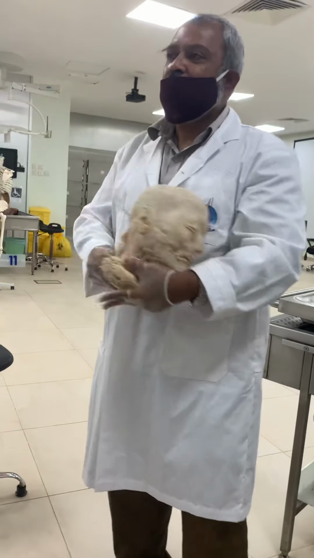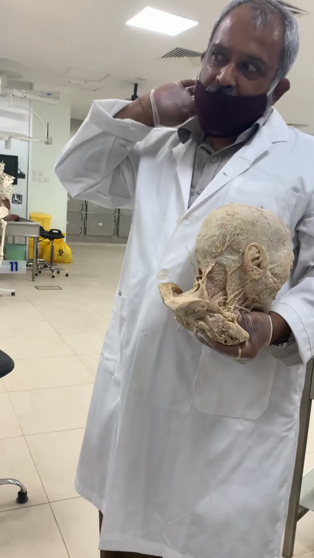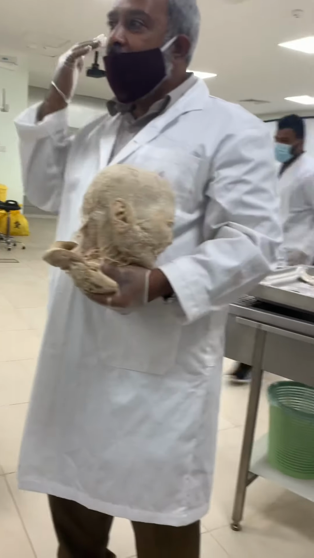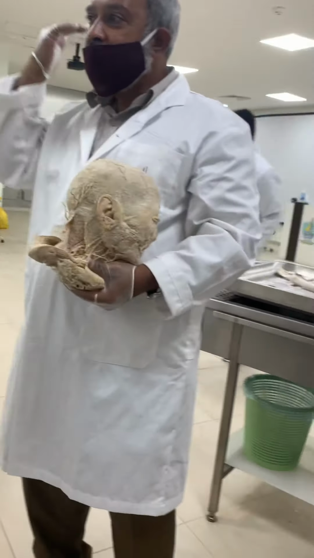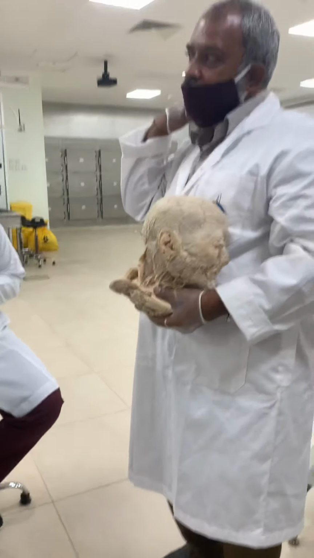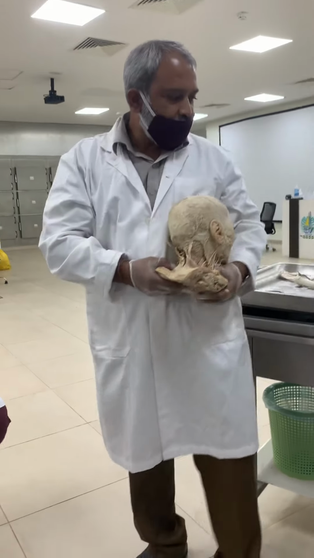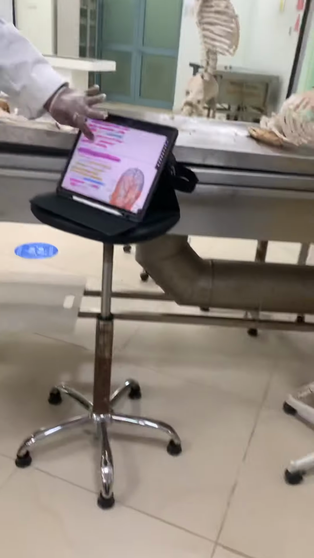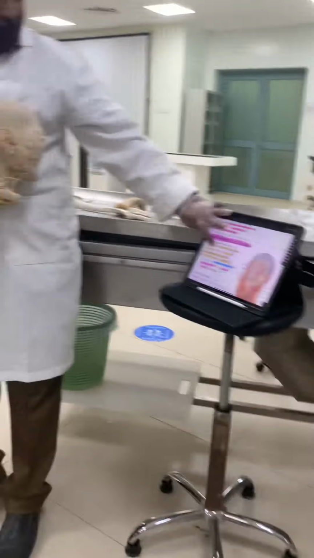Cervical: here one tree is there, and it gives branches to all this part. That is why they are called cervical nerves, nerves coming from the neck. So you should remember all these nerves. It's very important for the exam.